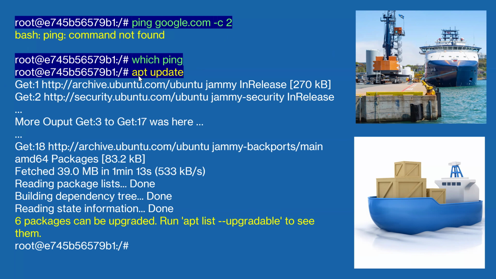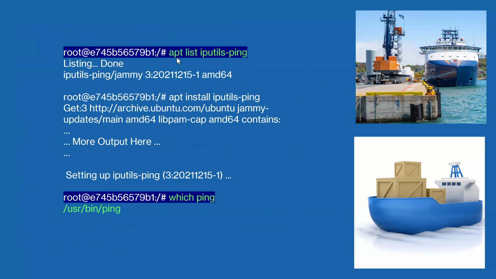Now you have to do apt update because it's the Ubuntu Debian version. You use apt as the package manager, the Advanced Package Tool, and then you write the command update. It will do the update, and when it says all packages are up to date, you can just say apt list iputils-ping, because I don't know the exact package name.